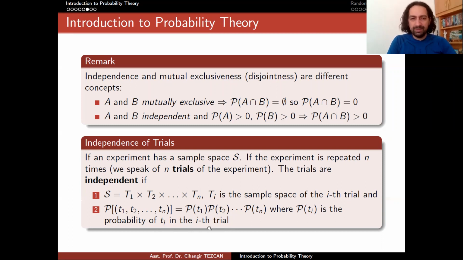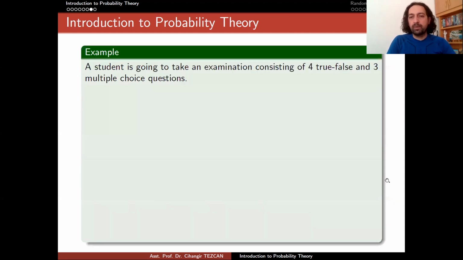This is actually important because in our cryptanalytic efforts, we will be performing n trials of an experiment. This is why this definition is important to us. And in order to better visualize this concept, let me give you a very basic example and try to solve it. Assume that a student is going to take an examination consisting of 4 true-false and 3 multiple choice questions. This is a very common example in probability theory books.